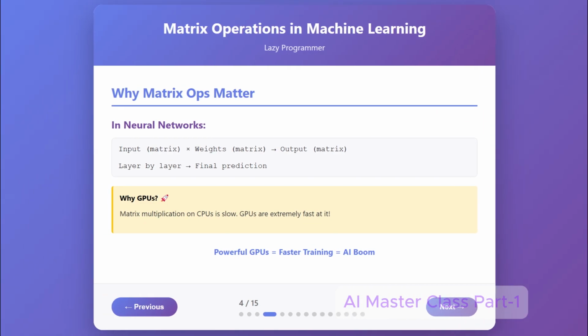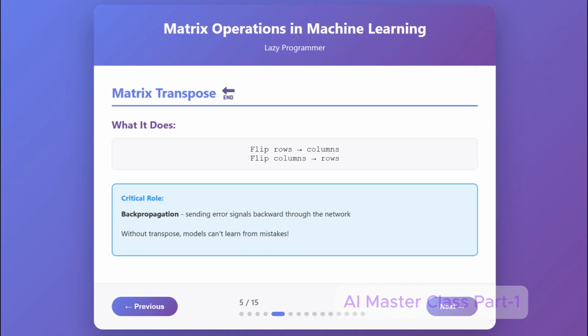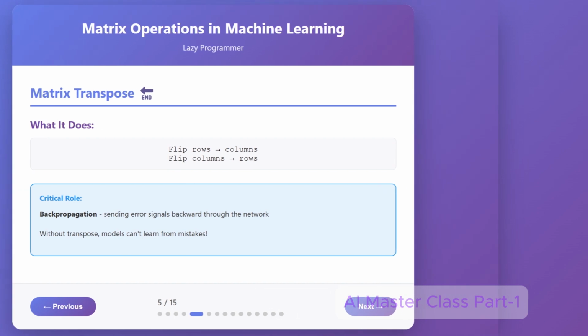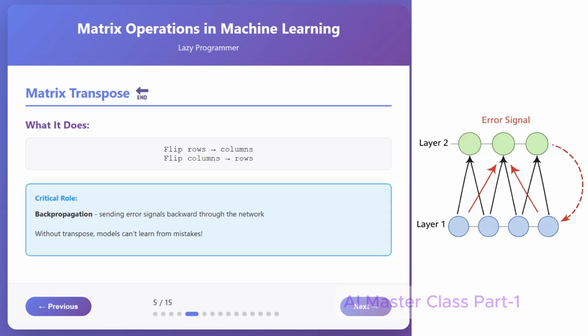Next, let us talk about the matrix transpose. The transpose of a matrix is created by flipping rows into columns and columns into rows. At first, this may look like a simple operation, but it plays a very important role. During training, when the model learns from its mistakes, it needs to send the error information backward through the network. This process is called backpropagation and it relies heavily on the transpose operation. Let us understand this with a very simple example without much mathematical equations fuss.